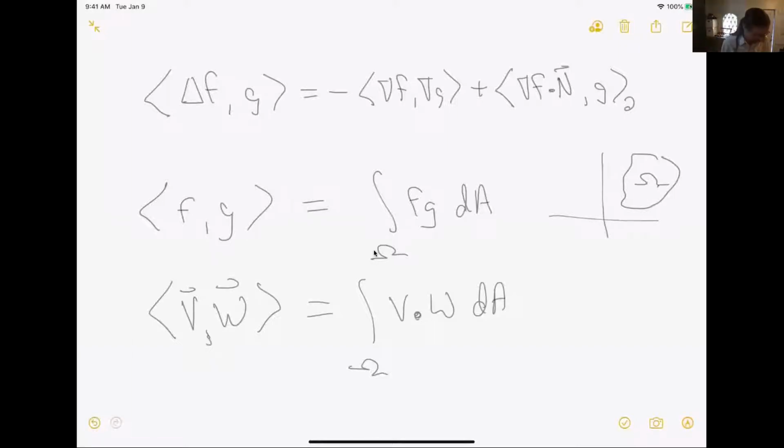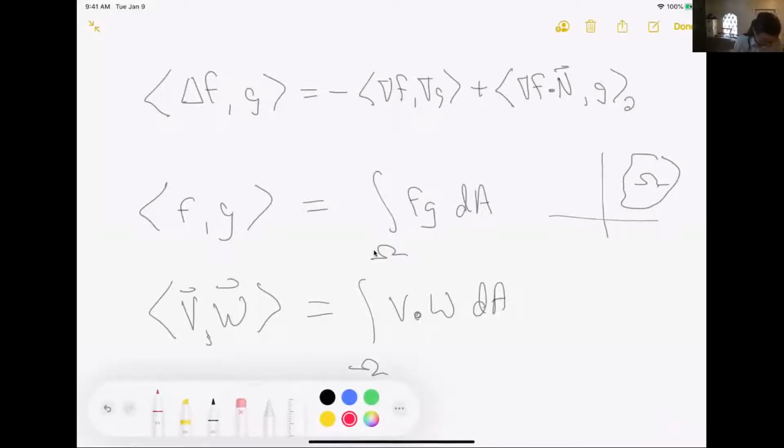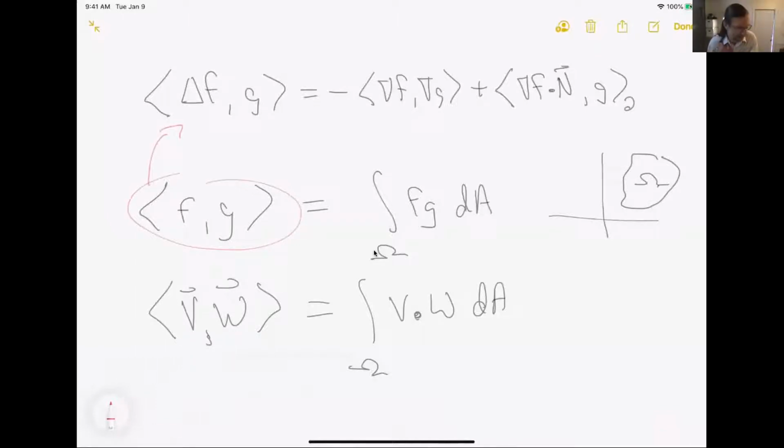This is what's going on here. Here we've got two functions. The Laplacian of f is a function and g is a function. Whereas this is two vector fields. So you have to use this definition. And so that's representing a dot product.